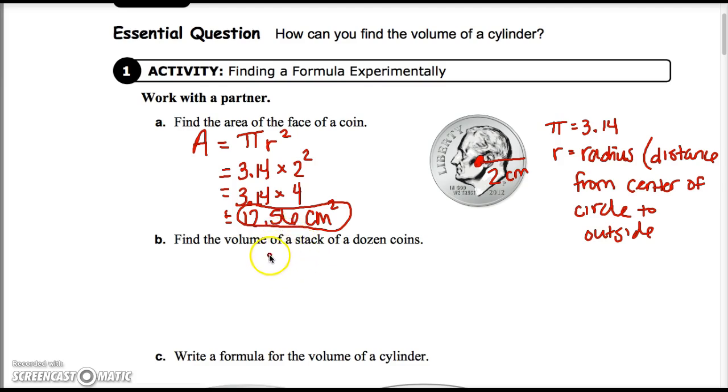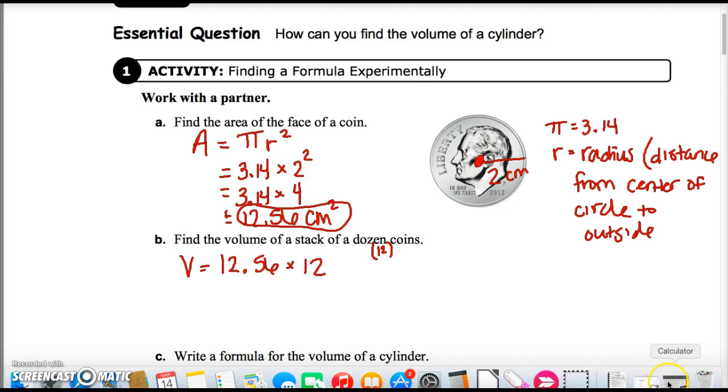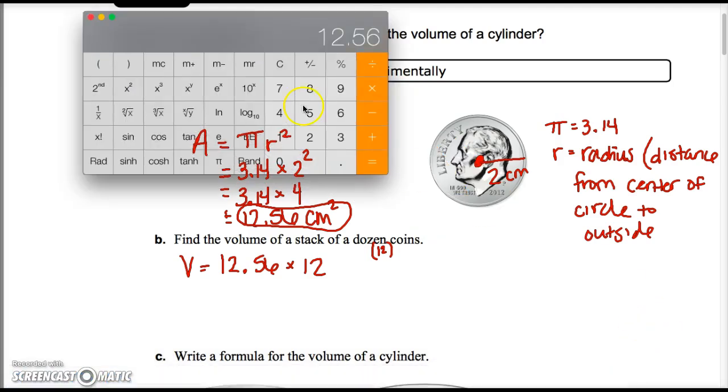Okay, now on part B it says find the volume of a stack of a dozen coins. Okay, so keep in mind a dozen is 12. So if I know the area of one dime is 12.56, to find the volume, I just take that area and multiply it by how many I have, which was 12. So I can pull my calculator up here. I'm going to take 12.56, and then I'm going to multiply that by 12. And you get 150.72, and it's volume. So our labeling would be centimeters cubed.